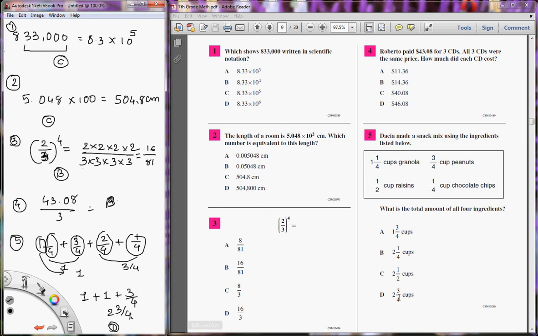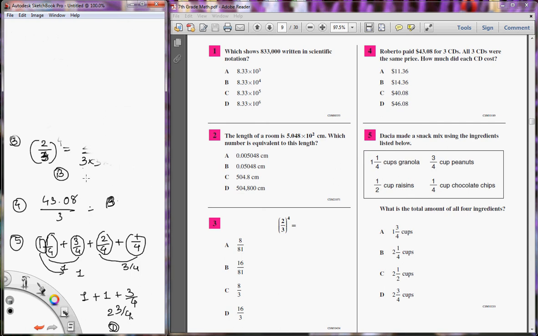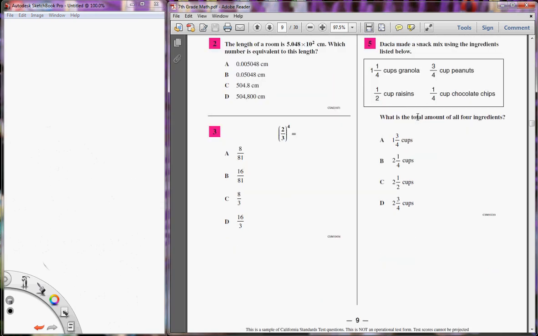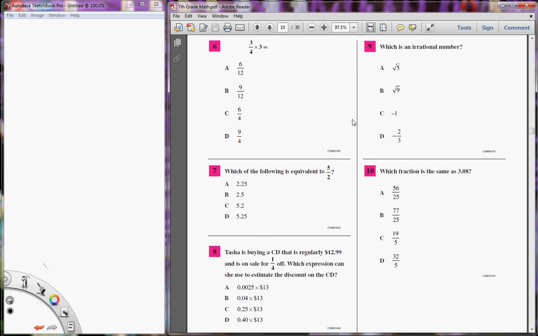Okay, so that is the solution for 5 questions. Now let me erase this board here. Now I'll go through 5 more questions in this video. The question number 6 is 3/4 times 3. This can be written as 3/4 times 3 divided by 1, which is equal to 9/4. So the answer will be D here.